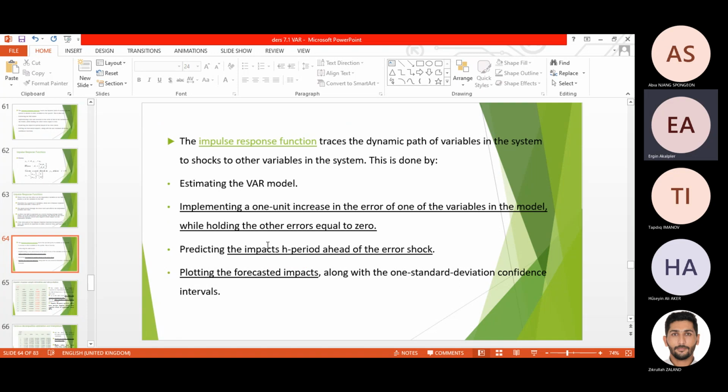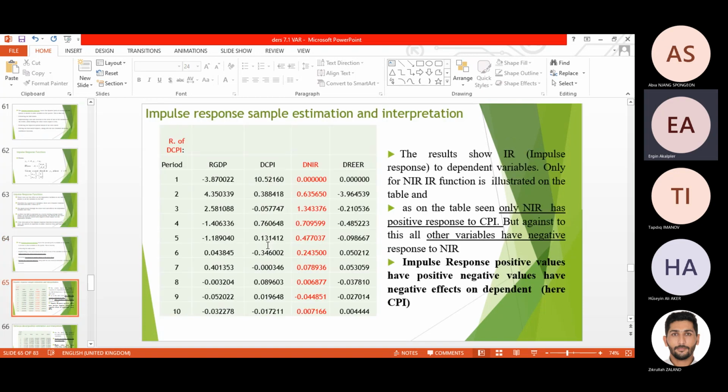The impulse response function traces the dynamic path of the variables in the system to a shock to other variables in the system. This is done by estimating the VAR model, implementing a 1 unit increase in the error of one of the variables in the model, while holding the other errors equal to 0, and predicting the impact of H periods ahead of the error shocks, and plotting the forecasting impact along with the one standard deviation confidence intervals.